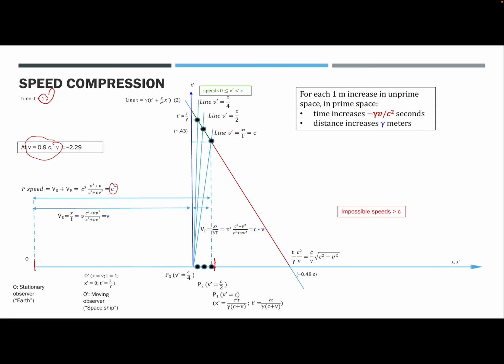Let's see. We talk about this here, where at higher v speed the compression is even more aggressive. But otherwise, there's nothing new on this graph.